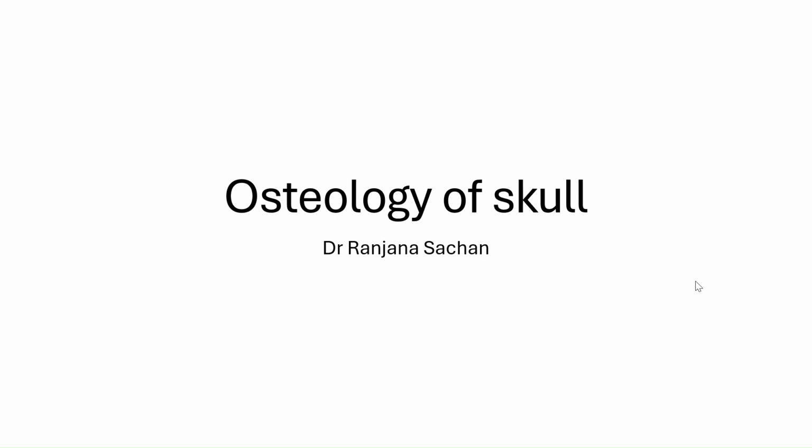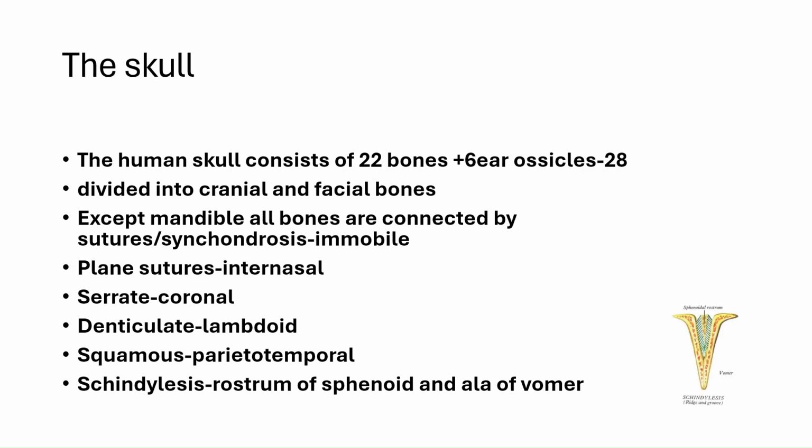So our today's lecture is on the skull, basically for practical examination. The bony skeleton of the head is termed the skull, and it consists of around 22 bones and 6 ear ossicles, so a total of 28 bones. It can be divided into two parts, the cranial and the facial skeleton. Except for the mandible, all the bones are connected by sutures and chondroses and are immobile.